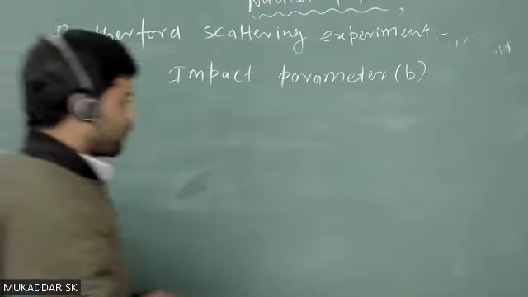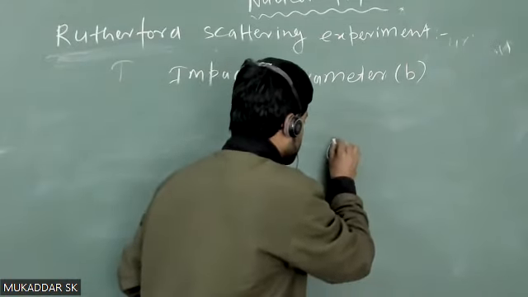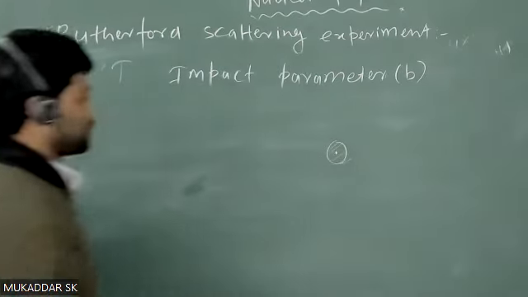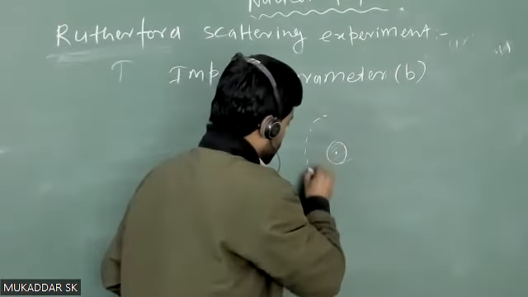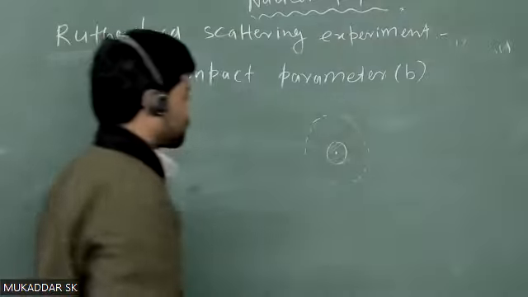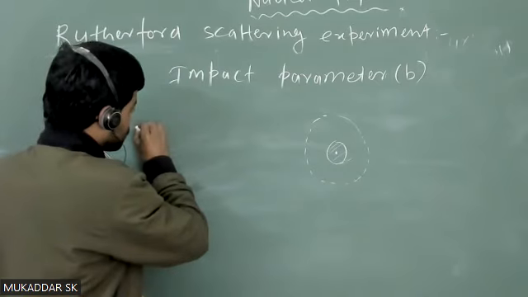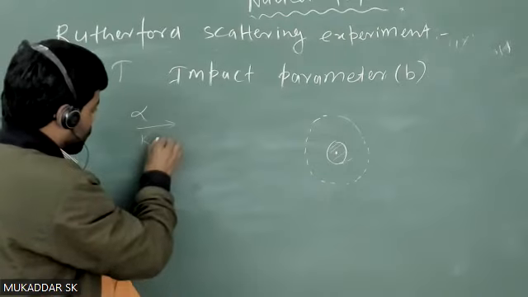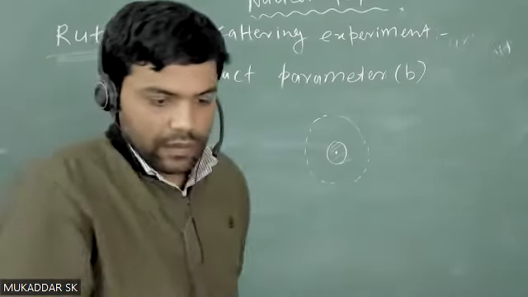Okay. So suppose you have a nucleus, and this is the center, and suppose this is the electronic orbit. Okay. And suppose an alpha particle is incident. This is the alpha particle, and kinetic energy of alpha particle is K alpha. Okay. So impact parameter is defined as, you can mention, then I'll tell you.